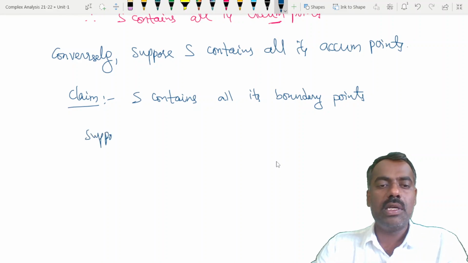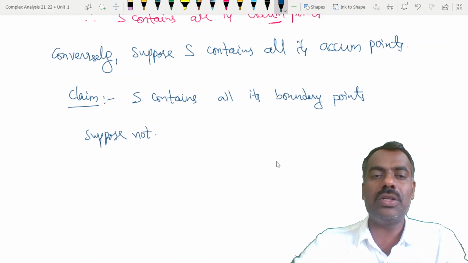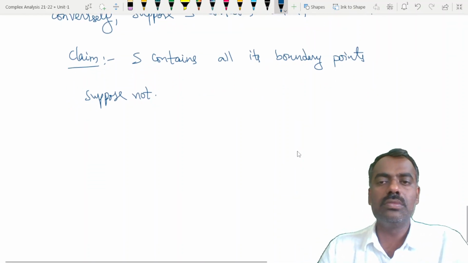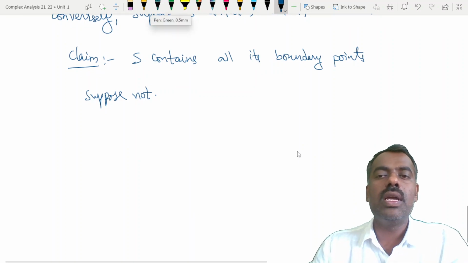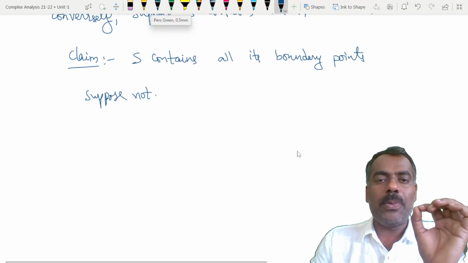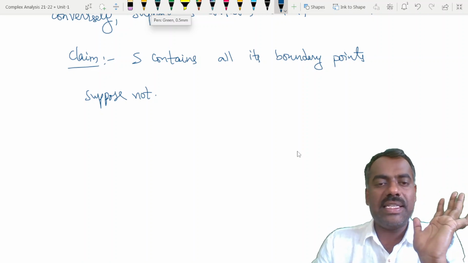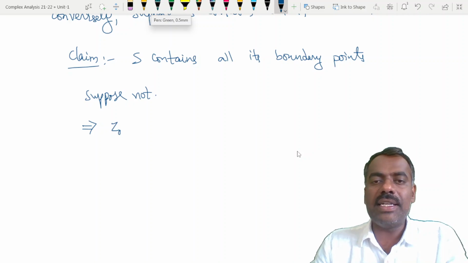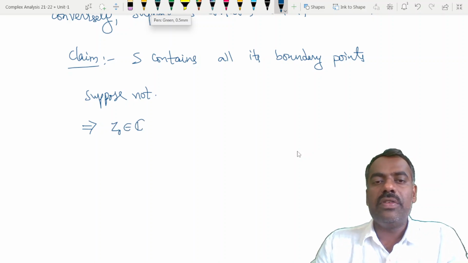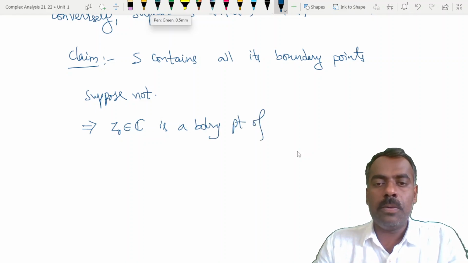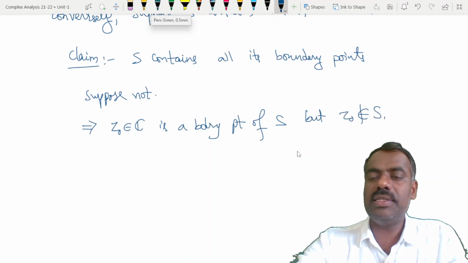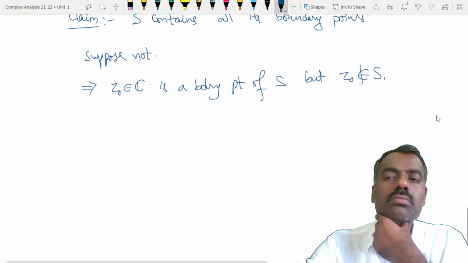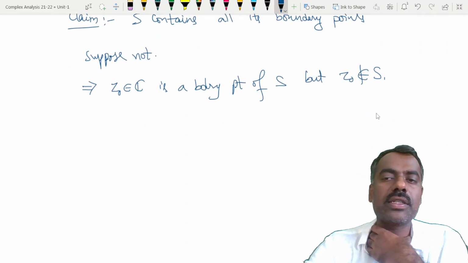Suppose not. What is meant by saying suppose our claim is not true? S does not contain all its boundary points. At least there will be one boundary point which does not belong to S. Is this clear? So again you can call it Z naught, which is a boundary point of S, but Z naught is not in S. Is this clear? Again we should get a contradiction somewhere.